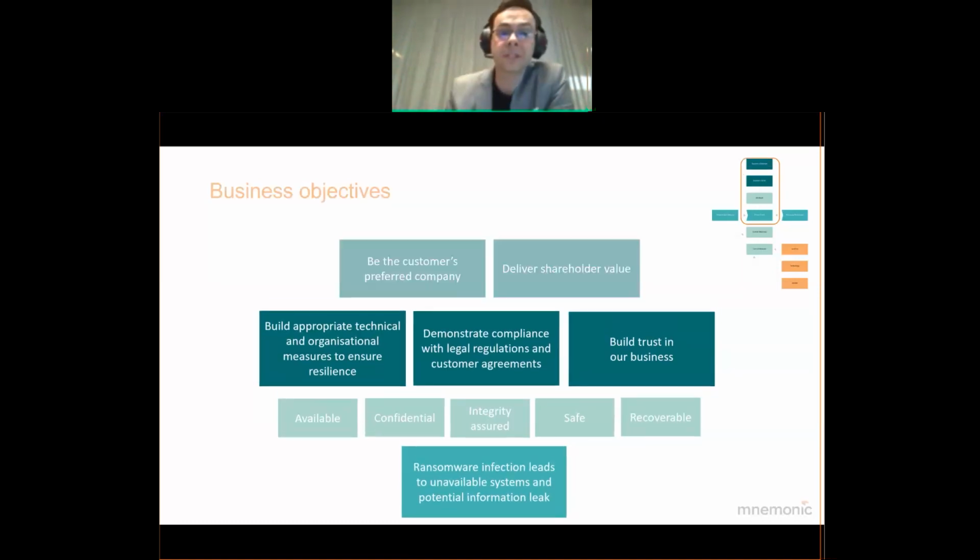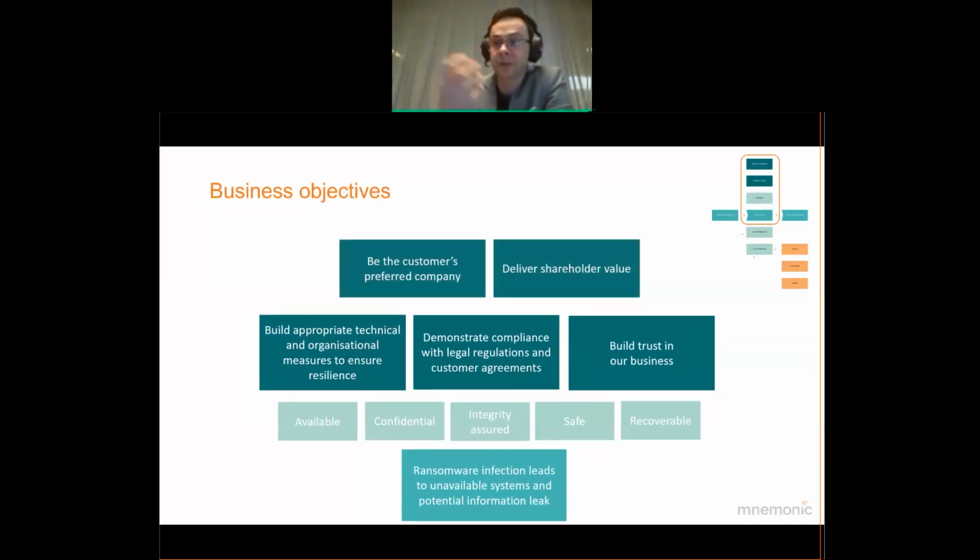The same way here, we have defined two business objectives, very generic, to resonate with most companies. I want to be the preferred company. I want the customer to use me, or I want to deliver shareholder value. So you see, by doing these three steps, actually by the business driver for security, that's where we can connect to the business. We can start to talk business and nevertheless show how we support, how we enable the business.